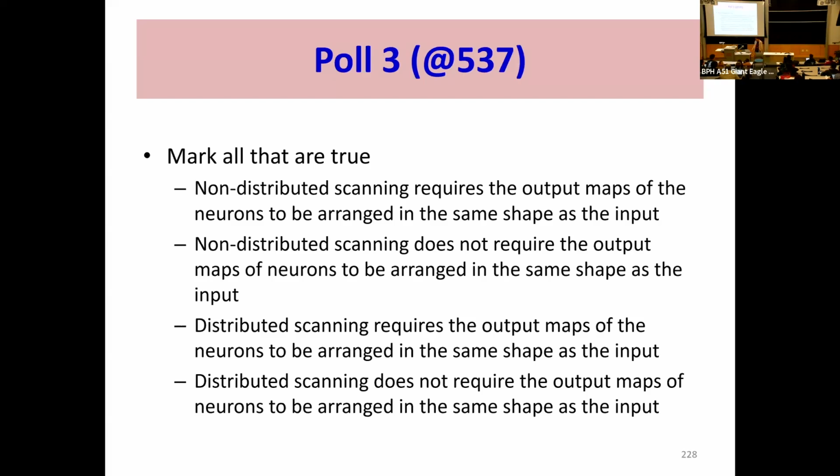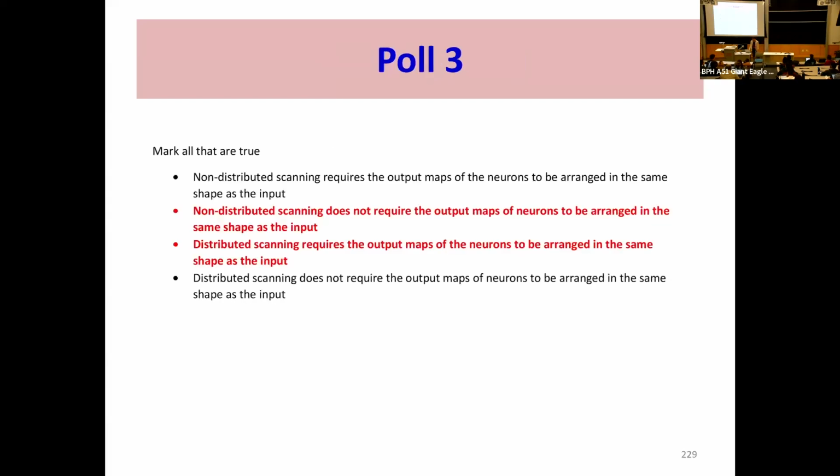Everybody agree with those answers, or do you have any difference of opinions? The first and the last statement are false, only the second and third statements are true, right? So non-distributed scanning requires the output maps to be arranged in the same shape as the input. You don't, because you're not looking at windows, right? It's only when you're looking at windows, it doesn't really matter how you arrange it. Now, if it's distributed scanning, it requires the output maps to be arranged in the same shape as the input because you're looking at windows. Otherwise, things get very hard. Right? So far, so good. Everybody agree with these two answers?